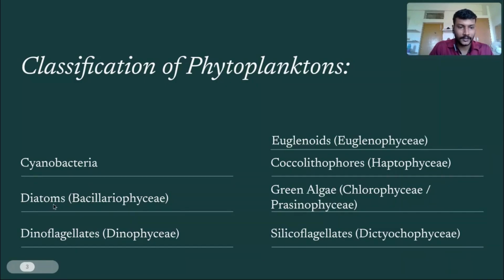Firstly, we have diatoms, which have silica in their cell walls. Then we have dinoflagellates, which have a biflagellate nature. They have one flagellum in the transverse manner and one flagellum in the longitudinal manner. Then we have euglenoids. Next, coccolithophores, which have calcium carbonate deposits on their outer cell walls. Then we have green algae like chlorophyceae and prasinophyceae. And lastly, we have silicoflagellates.